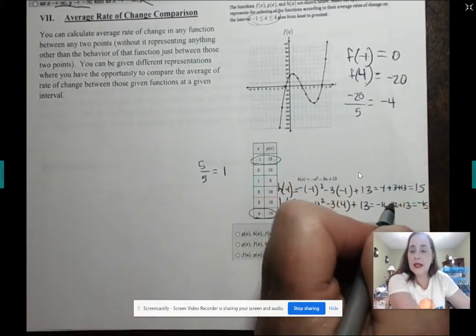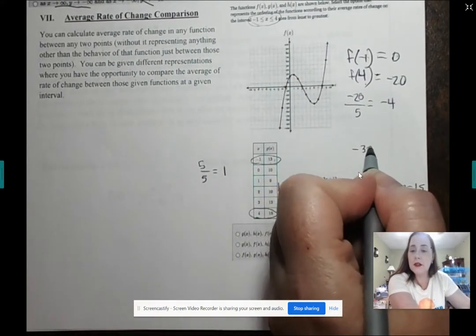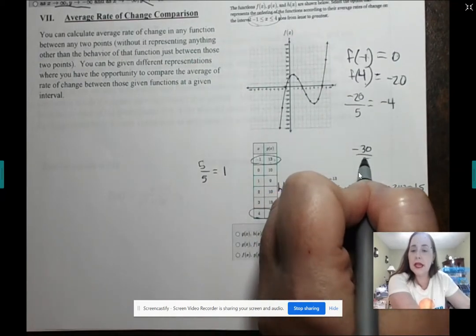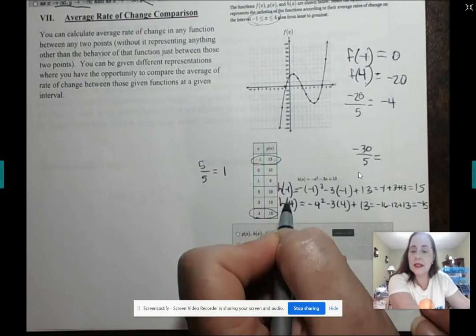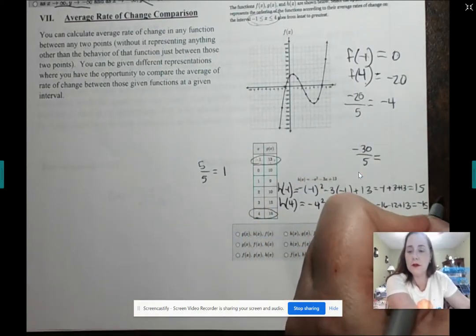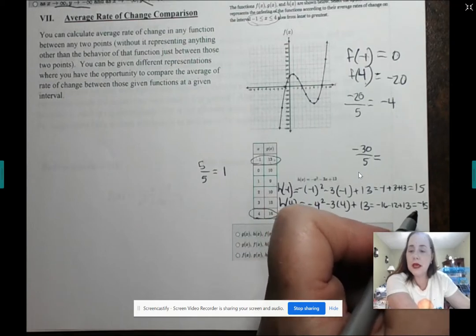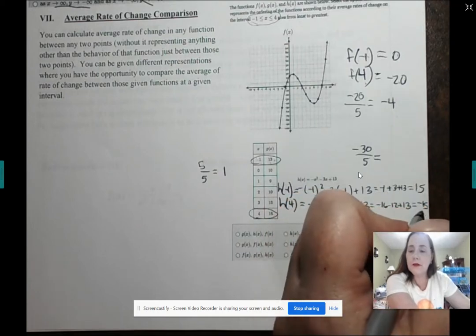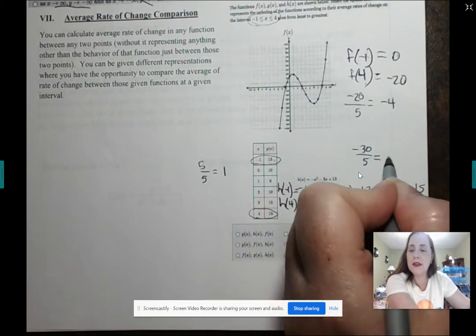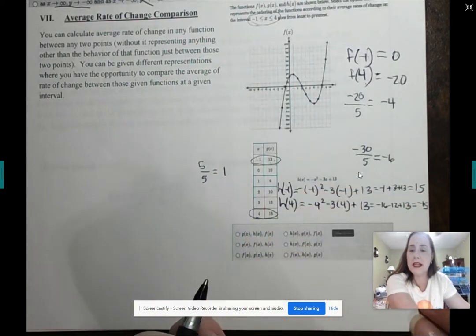So h of x has a difference of, it loses 30 when it gains 5. The x's changed by 5 every time. That was the number on the bottom of the slope formula. It was just the y's that were different. And so between -1 and 4, it lost 30 in the y's, but it gained 5 in the x's. And so that has a rate of change of -6.